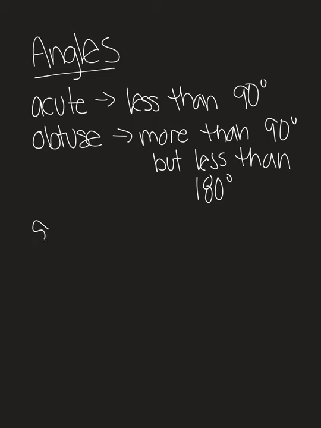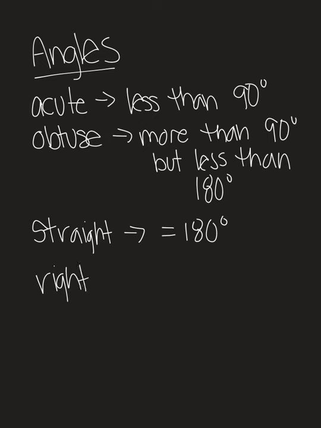We have straight angles, where it equals 180 degrees, and we have right angles, where it equals 90 degrees. So this is how we classify angles. Let's take a look at just a quick example of classifying a set of angles.